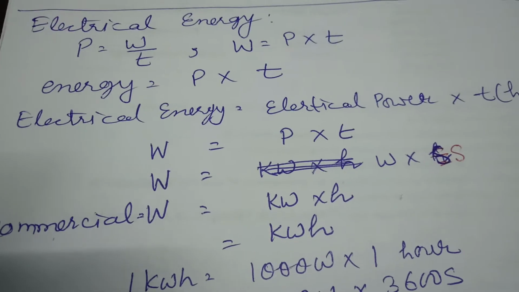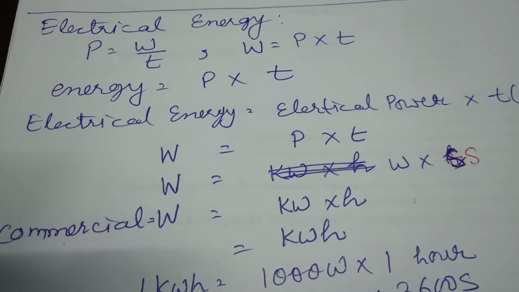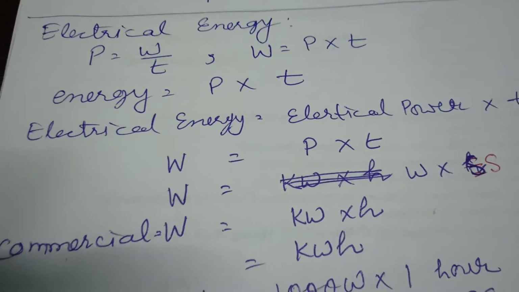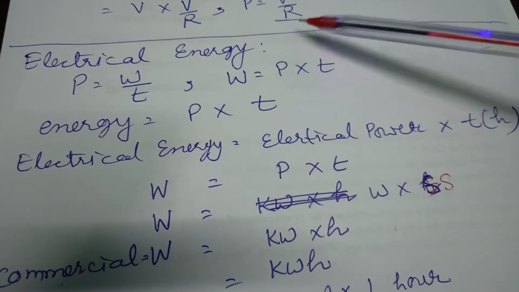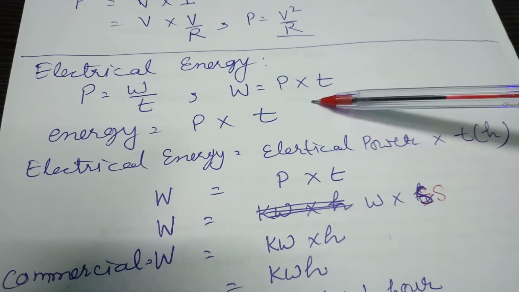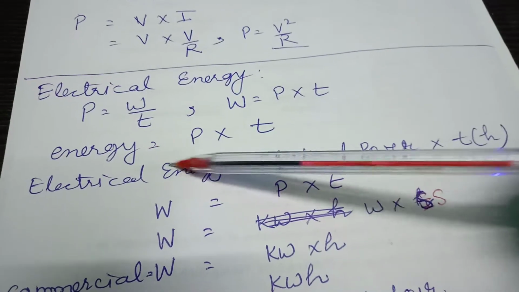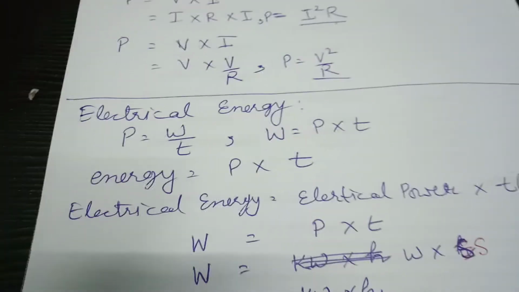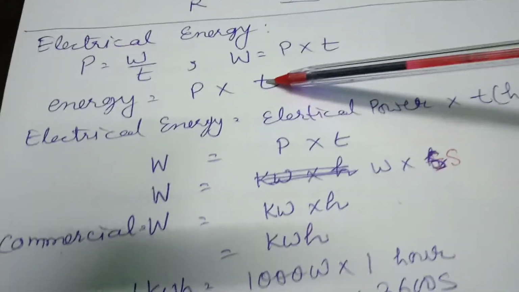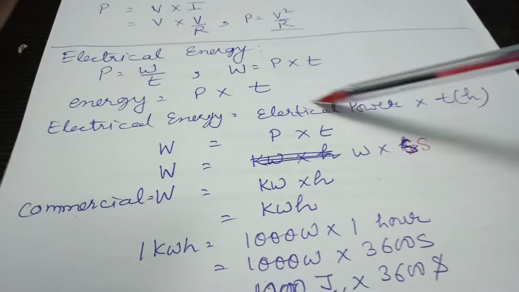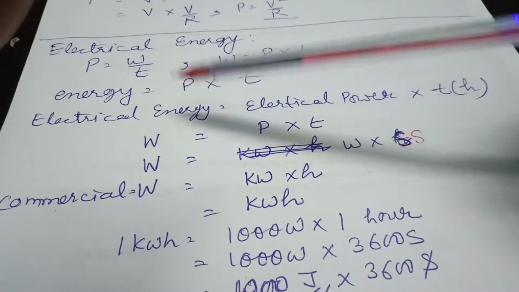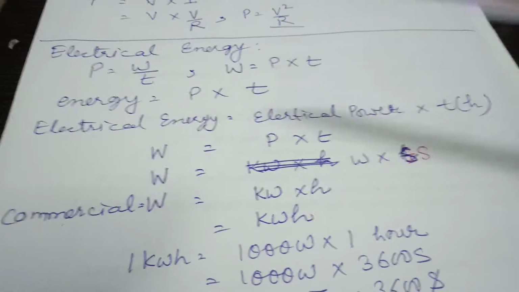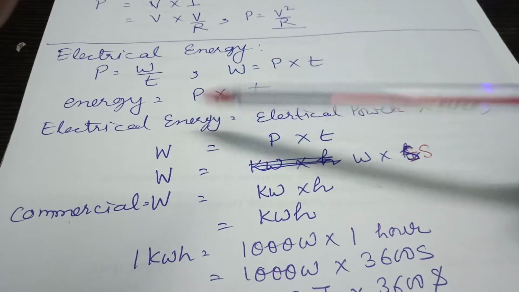Now the next topic we are going to discuss is electrical energy. We know power is equal to energy upon time. So the energy will be equal to power into time, or we can write that energy is equal to P into T. Now energy is equal to P into T, and this is called the electrical energy. So what is the electrical energy? If we see the definition, it is the energy utilized by the electricity, given by the electricity, so that is called the electrical energy.